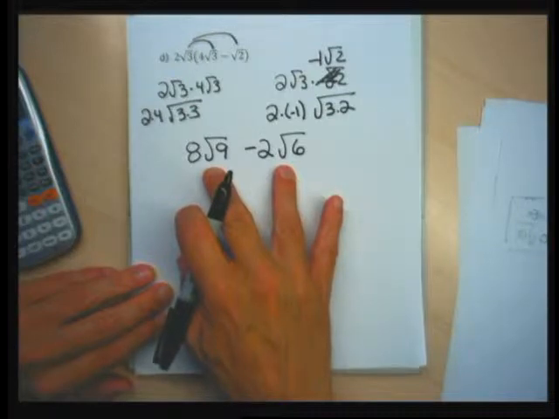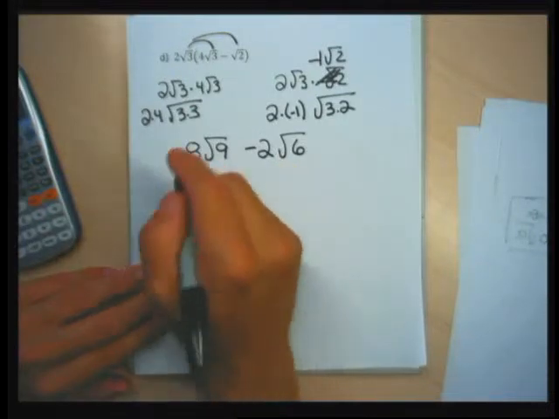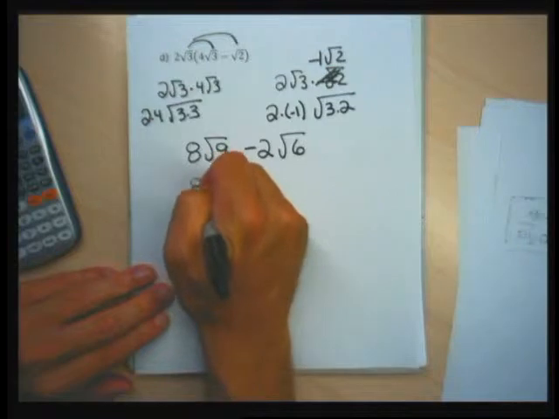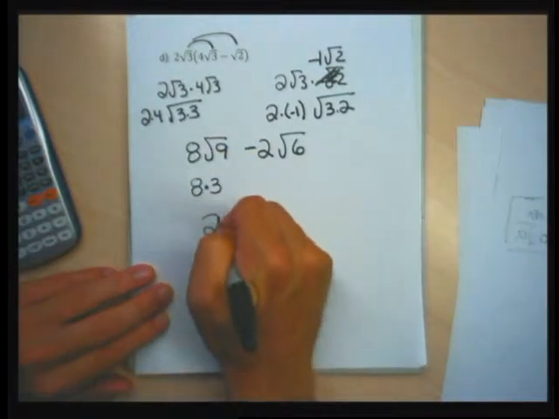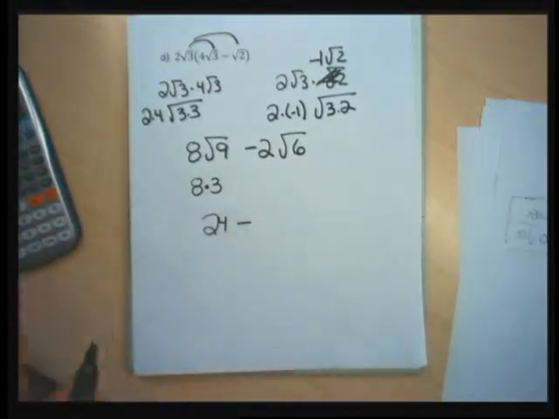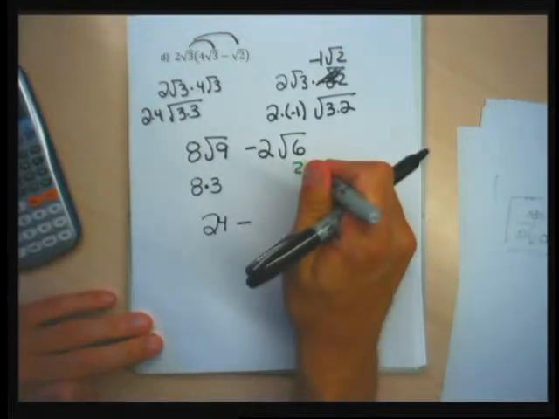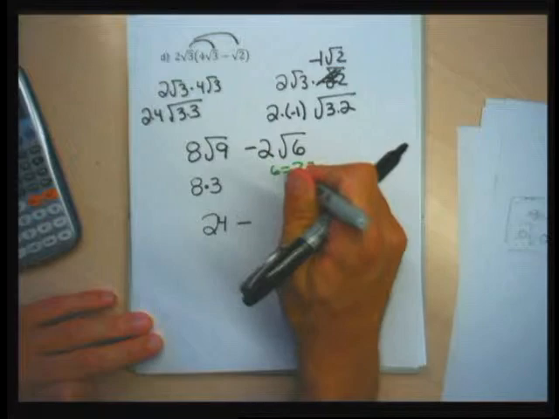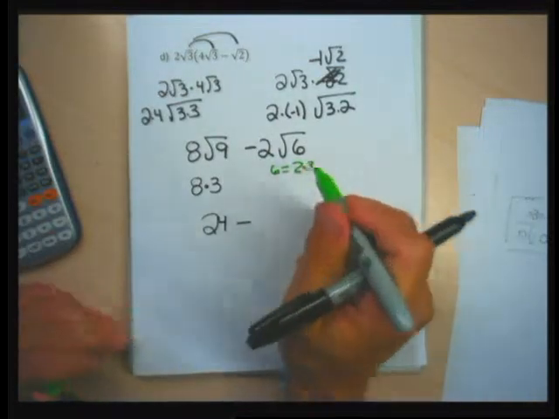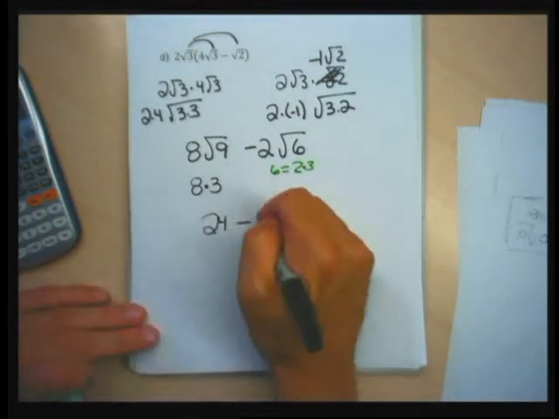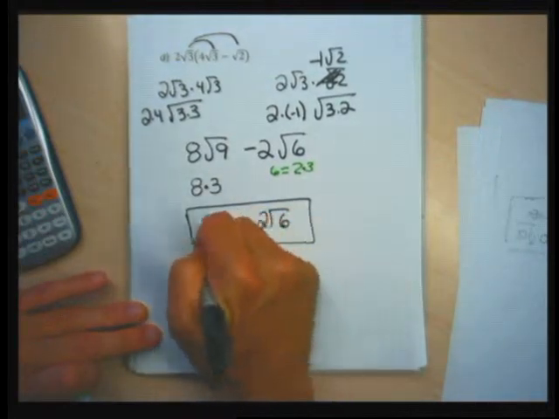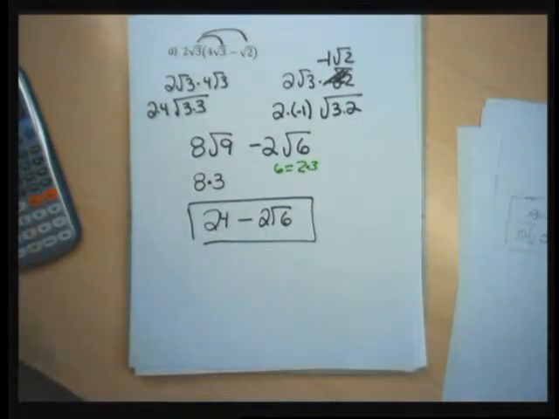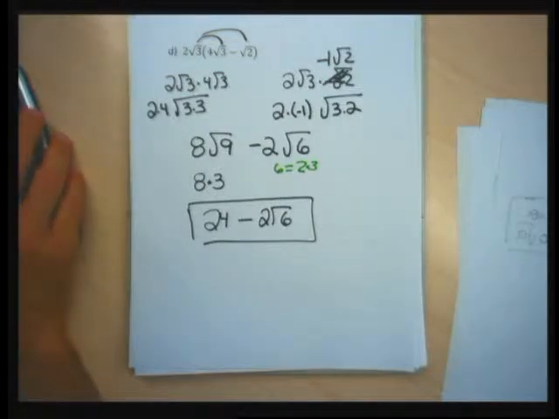Anytime I have a square root, I should try to reduce it. The square root of 9 I know in my head to be 3. So I'm going to change the first piece to 8 times 3, which is 24. And then the second piece, the 6 under the radical, its prime factoring doesn't have any pairs, so it doesn't reduce. So in my answer, I should have two pieces, a 24 and a minus 2 square root of 6.